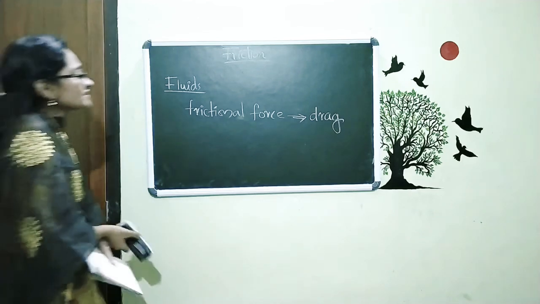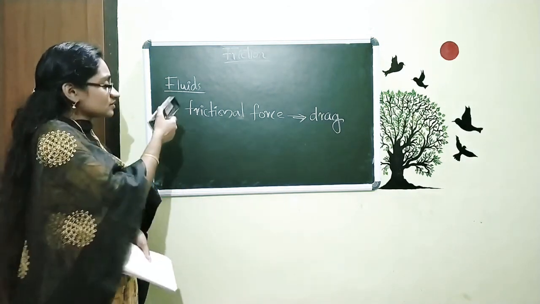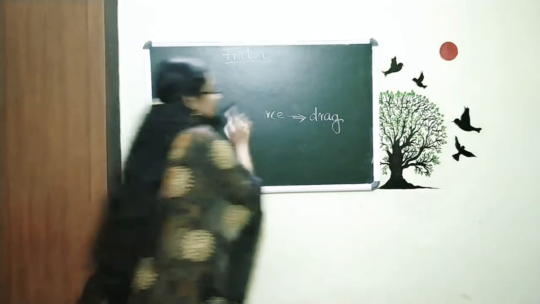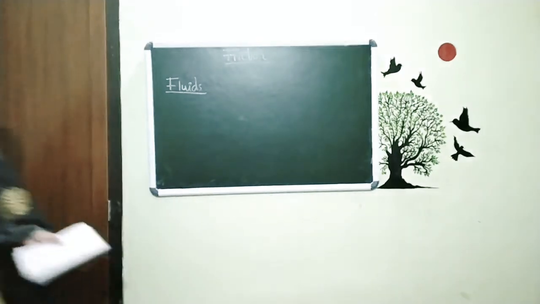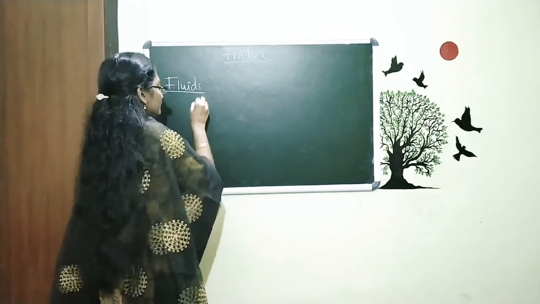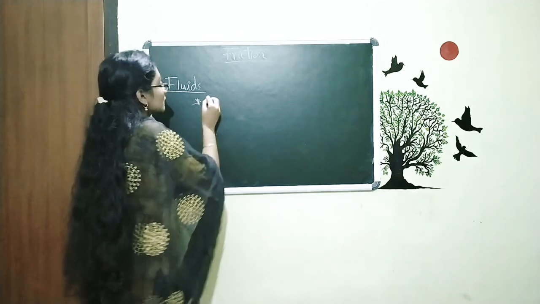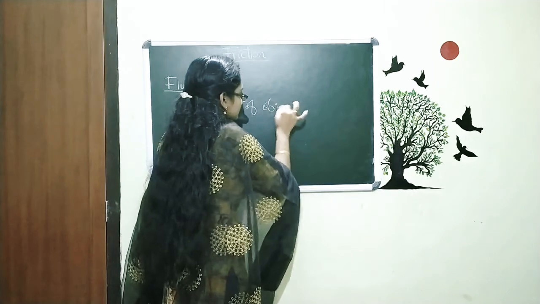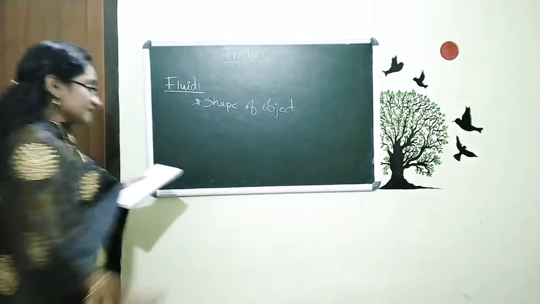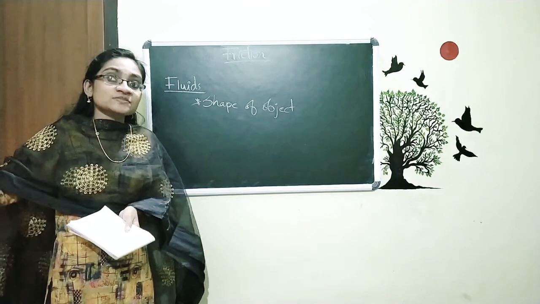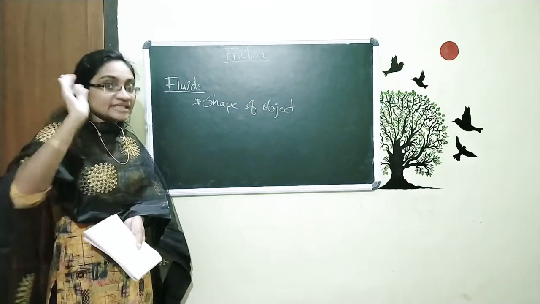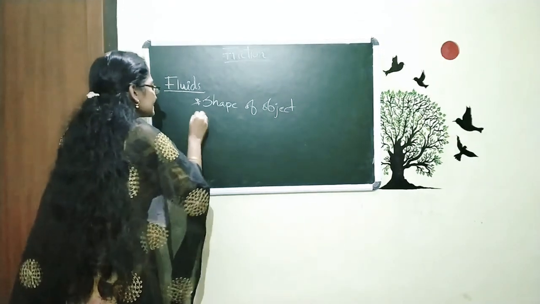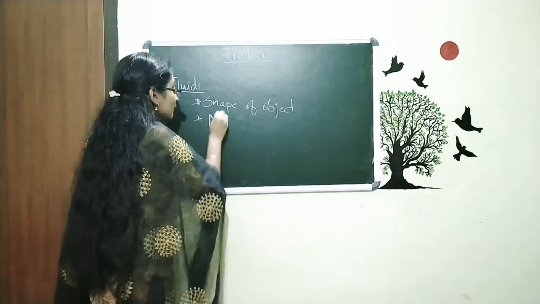The next thing is, which are the things that the frictional force of these fluids depends on? There are certain things that the force depends on. The first one is the shape of the object. That means when an aeroplane is moving through the air, it has a certain amount of friction that is exerted by the air. The next one is the nature of the fluid.